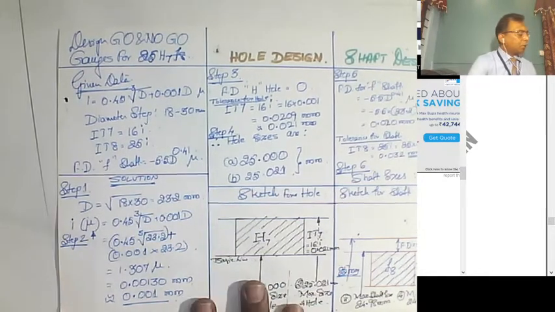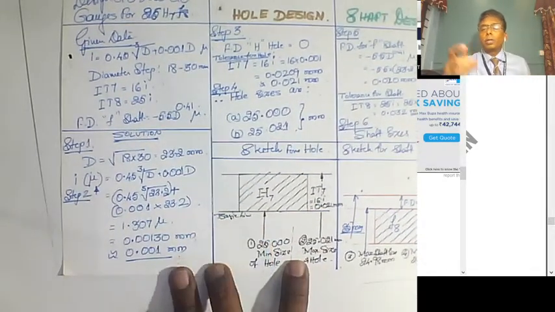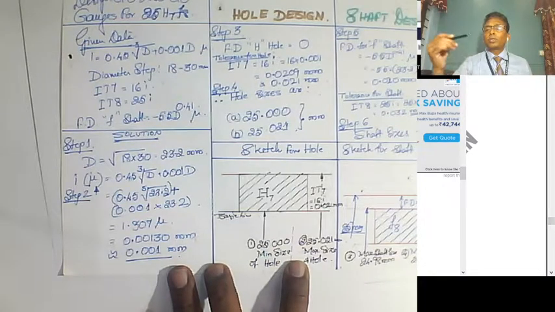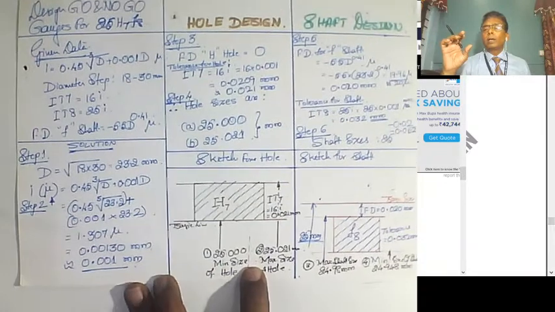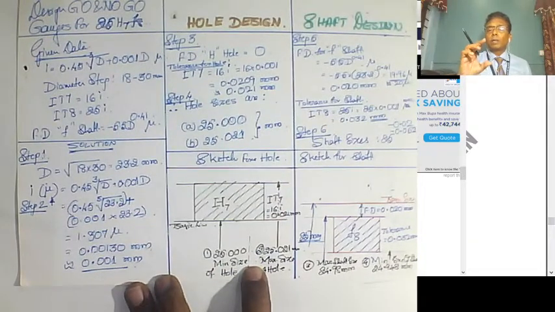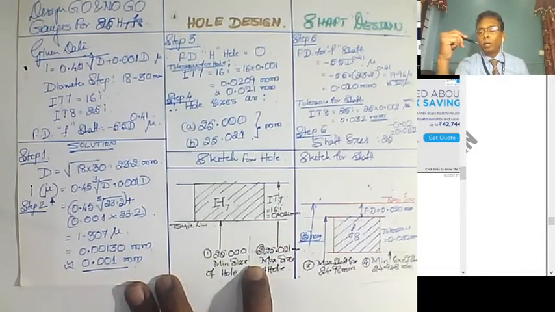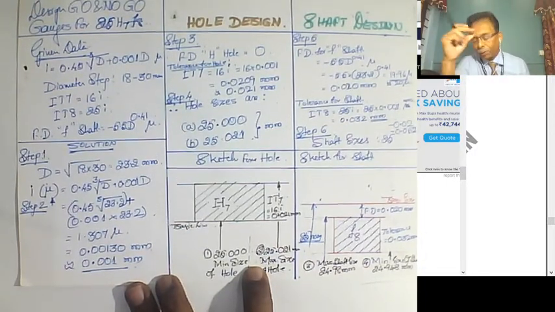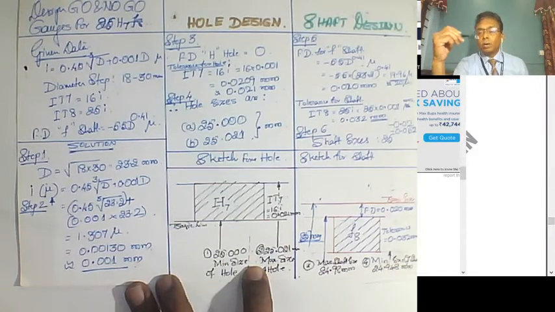Okay. Now, come back to the solution. Step 1, step 2, step 3, step 4, step 5, step 6. These 6 steps complete the solution. The first part is step 1 and step 2: find out the nominal diameter, then the fundamental deviation, the tolerance value, the I value. Next, go for hole design.